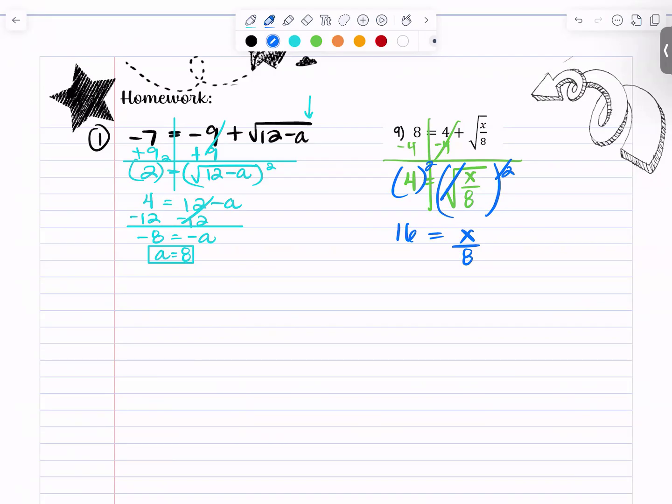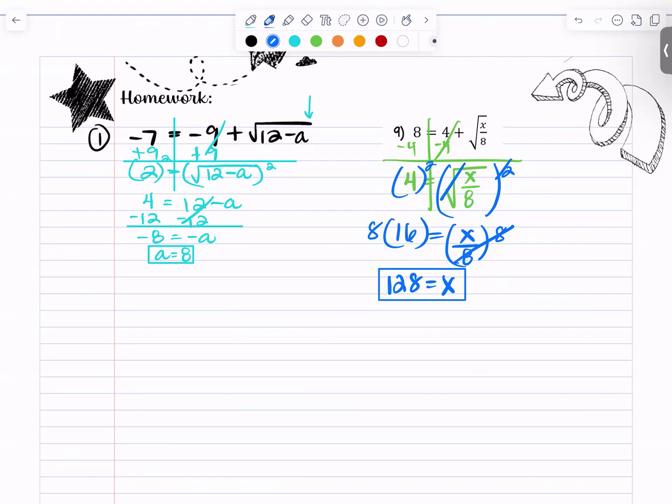Okay. So you multiply both sides by 8. And 8 times 16, 8 times 16 is 128, equals x. So we want to make sure that that one is on our sheet. So let's go back, 128. Hopefully you wrote that all down. So that's all it is.